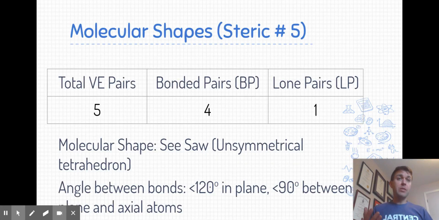When we have 5 pairs of electrons, but one of those is a lone pair, we end up with this seesaw shape. That lone pair sits in the plane, and that reduces the angle to a little less than 120 degrees between the other 2 bonds in the plane. It also pushes the vertical axes bonds a little bit closer together so that they now sit a little bit less than 90 degrees between the axial atoms and the planar atoms.